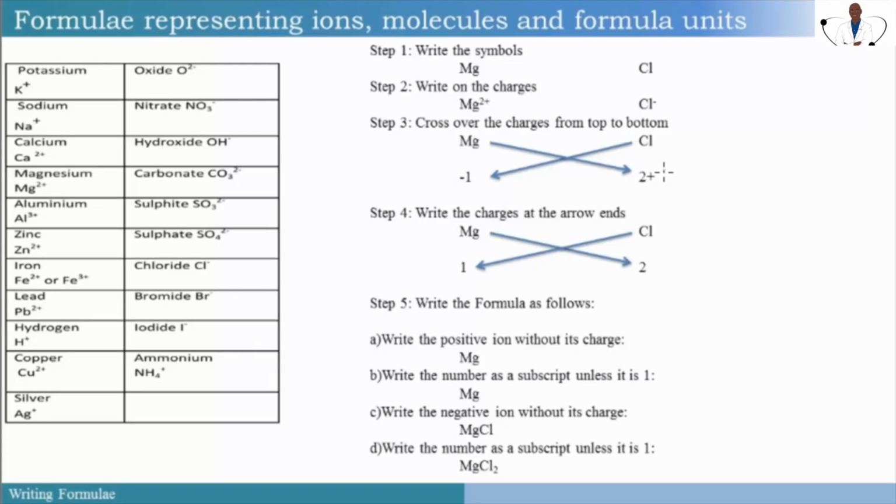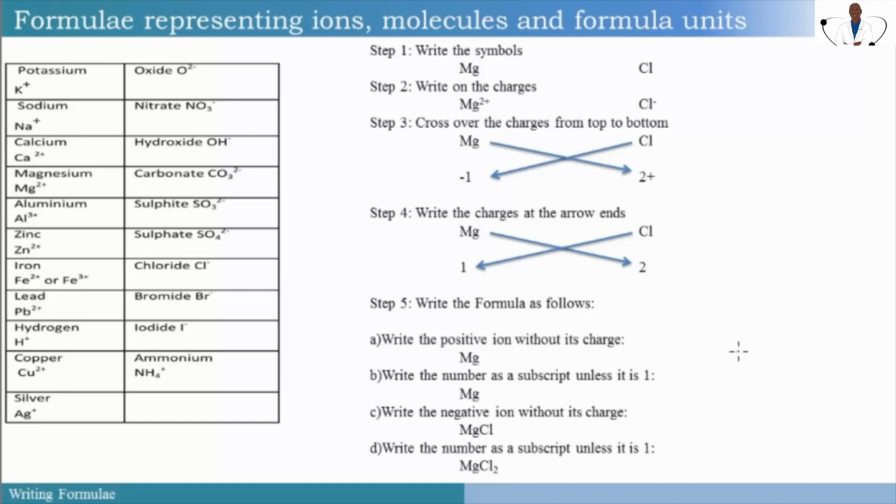And then remember that if 1 is there for an atom, you would ignore that 1. But if the number is greater than 1, you would write back that number. And so the final formula for magnesium chloride would be MgCl2. 1 magnesium to 2 Cl ions.